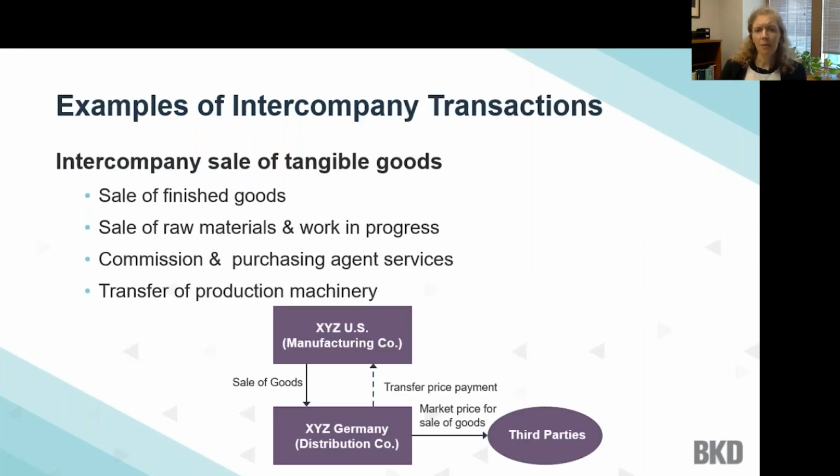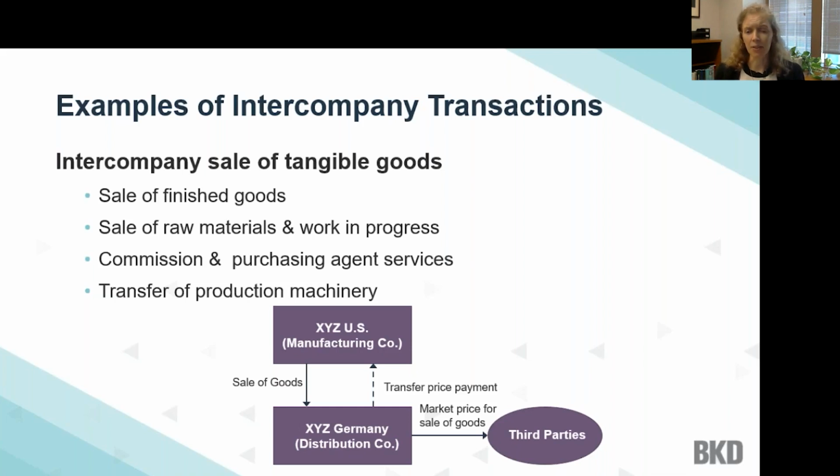So I want to give some examples of intercompany transactions to help you think about, does my organization actually have any intercompany transactions, and therefore is there a transfer pricing need? The first type is various types of sale of tangible goods. In this case, we have a US manufacturing company selling to their German distribution company. Most likely they're finished goods that they're selling from the US to Germany. And Germany is going to sell to third-party customers, whether in Germany or Europe or all across the globe.